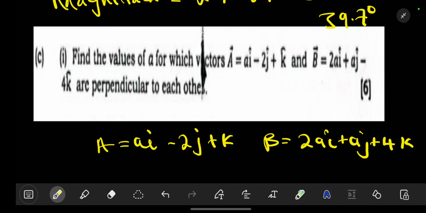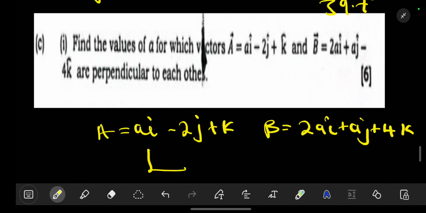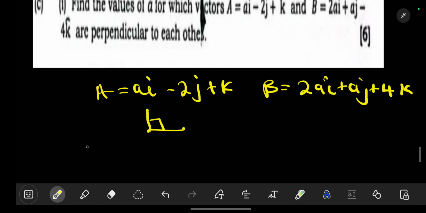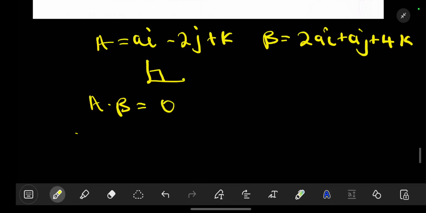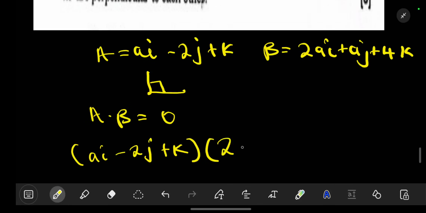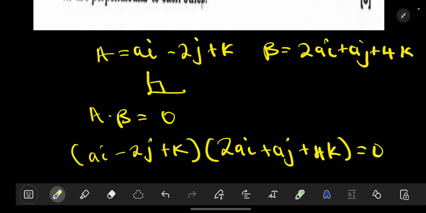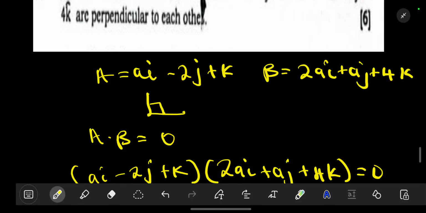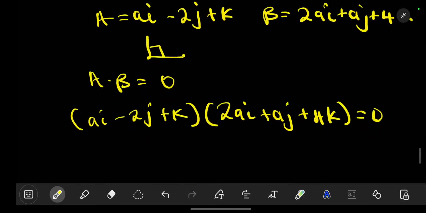If two vectors are perpendicular to each other, meaning they meet at 90 degrees, their dot product is equal to 0. Therefore, A dot B should be equal to 0. So A is ai minus 2j plus k, multiplied with B, which is 2ai plus aj plus 4k. This should be equal to 0. So remember, if two vectors are perpendicular to each other, their dot product is equal to 0.